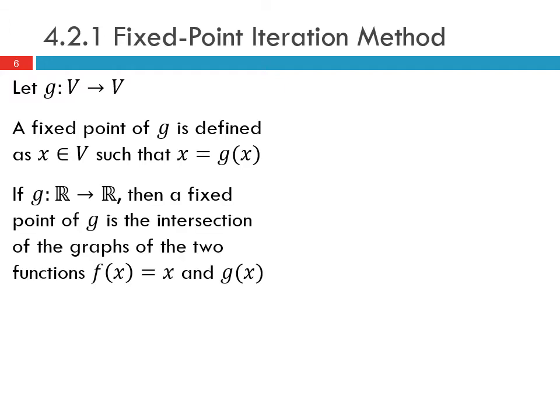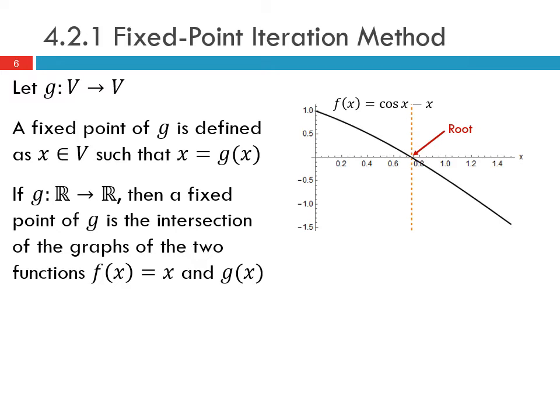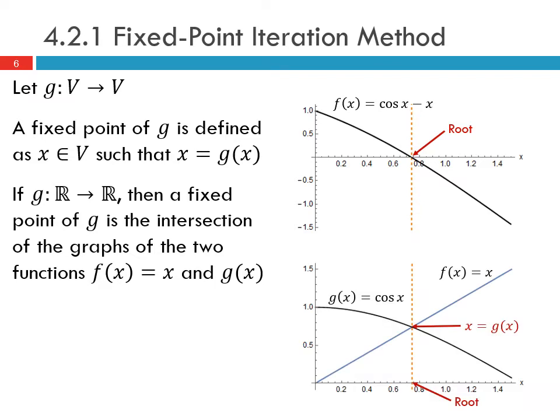So if g operates on the set of real numbers, then a fixed point of g is the intersection of the graphs of the 2 functions f of x equals x and g of x. So if we've got this function f of x is equal to cos x minus x, for example, we can see that it has one root on this interval shown here. We can recast this problem and say that if g of x is equal to cosine of x and f of x is equal to x, then the value of x at this intersection, where x is equal to g of x, will help us to define the root.